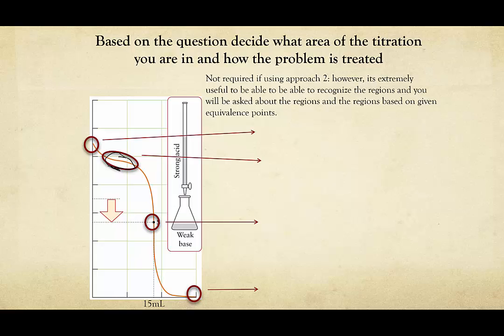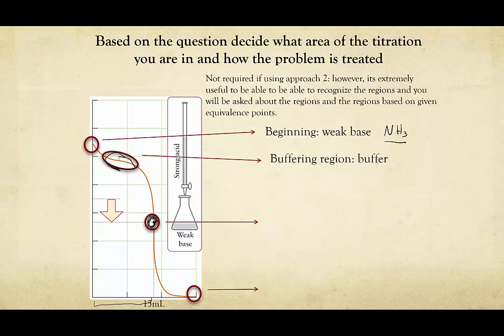Now let's talk about the step that involves deciding which part of the graph that we're on. We decided that for this problem, our equivalence point was at 15 mils. From here, we can tell which part of the graph we're on depending on how many mils of acid was added. So in the very beginning, we simply have a weak base. This is our NH3 solution. When we go to solve for the pH of that, it's simply an NH3 solution, just as you knew how to do weeks ago.